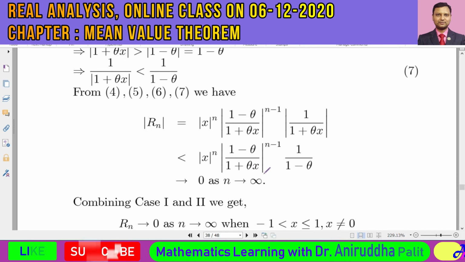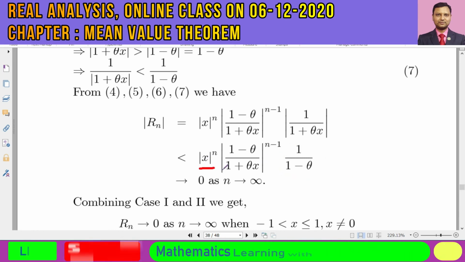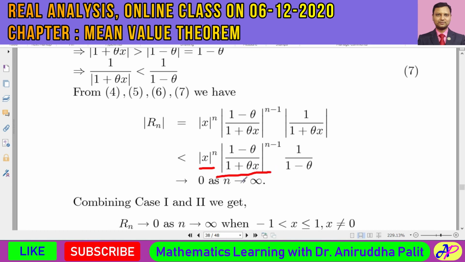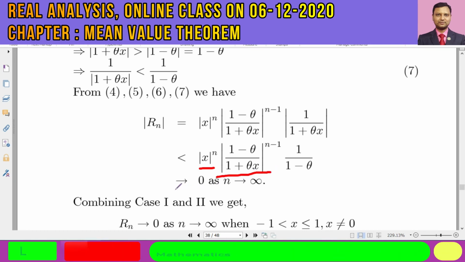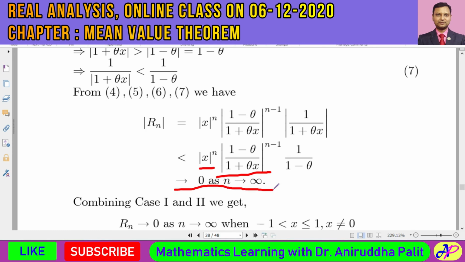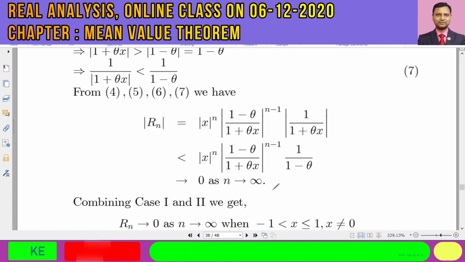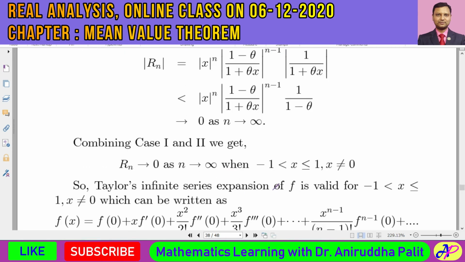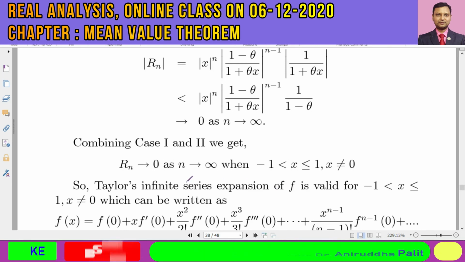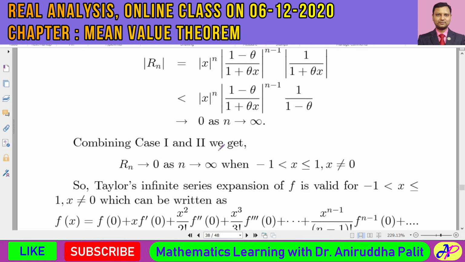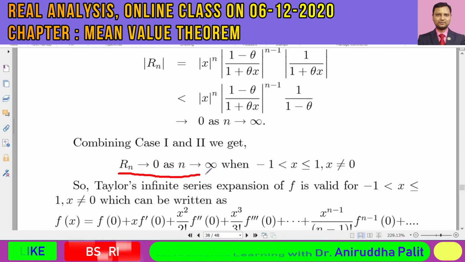So we can say that Rn is less than or equal to first term into last term multiplied by 1 by 1 minus theta, and both of these factors are tending to 0 as n tends to infinity. Therefore we can say that Rn tends to 0 as n tends to infinity. Got it? So finally, we combine both of these cases, case number 1 and case number 2, and we find that this Rn tends to 0 as n tends to infinity.